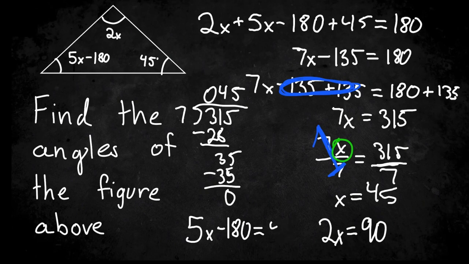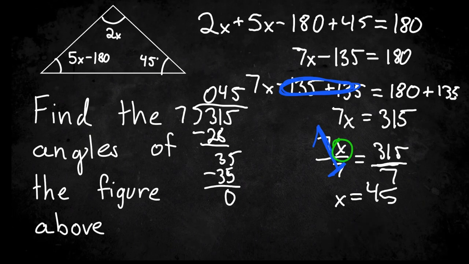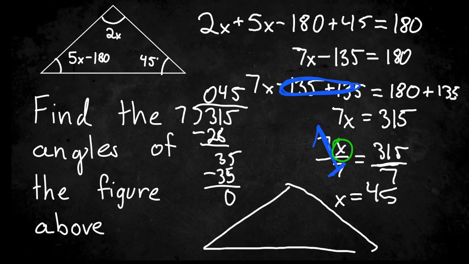So now that we know that, let's redraw the triangle nicely. The angles are 45, 45, and 90 degrees.